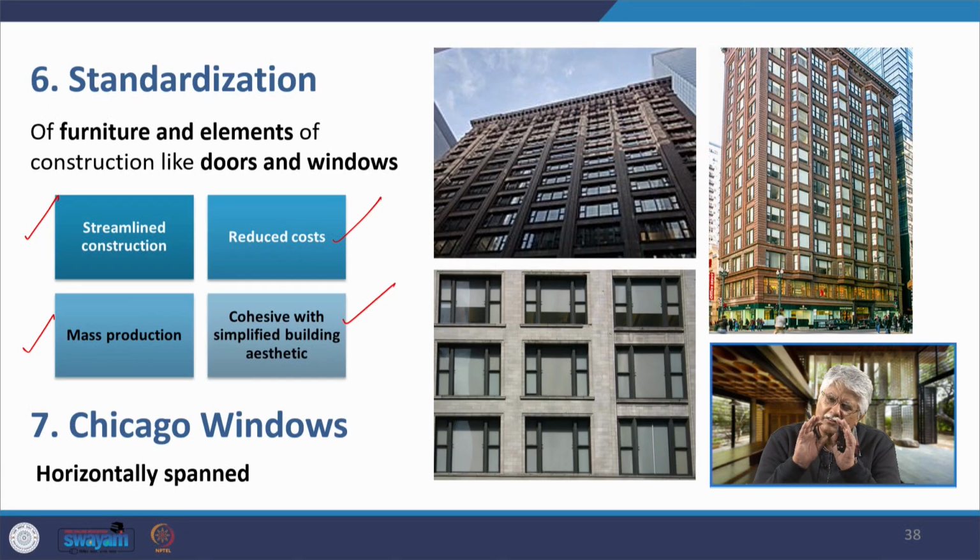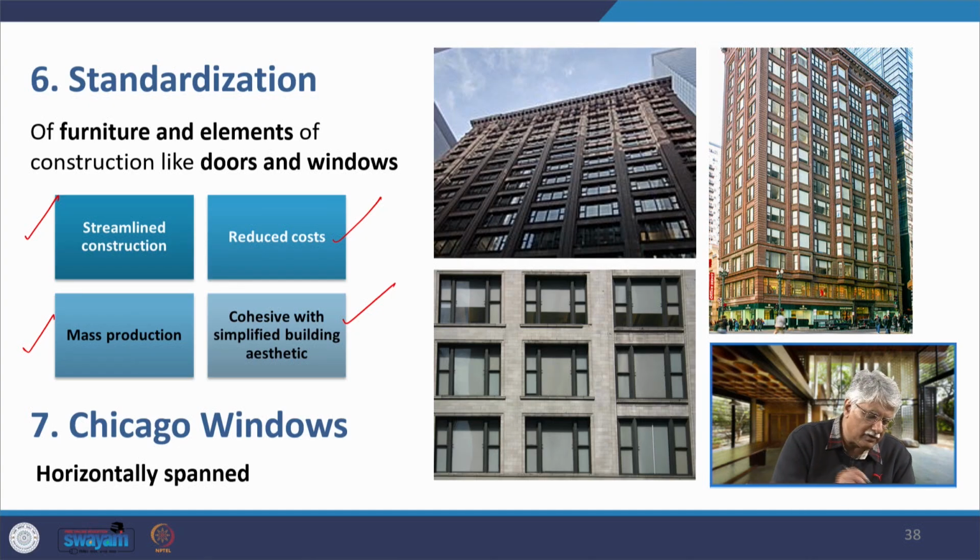They could be mass produced in factories, brought on site and assembled, and this led to a cohesive and simplified building aesthetic. Even the steel members, the I section columns, the I section beams, all could be cut to size in the factory, brought on site, riveted, bolted or welded. As a result of that, the construction really speeded up, and that also brought about reduction in cost.